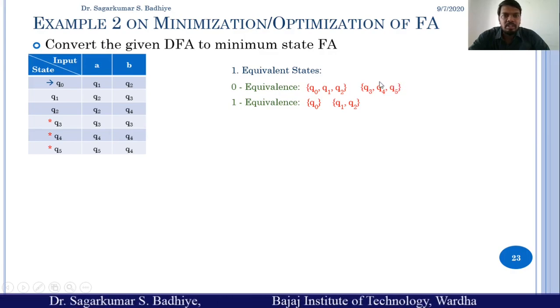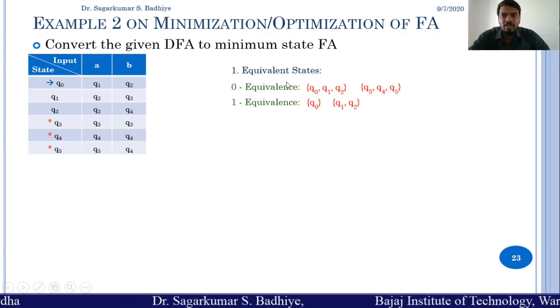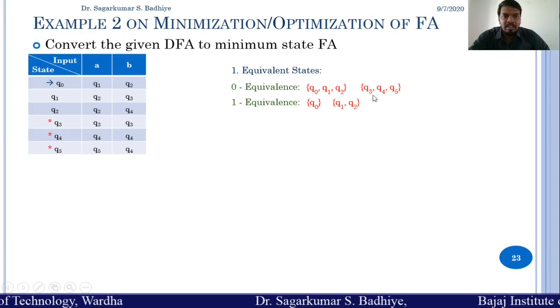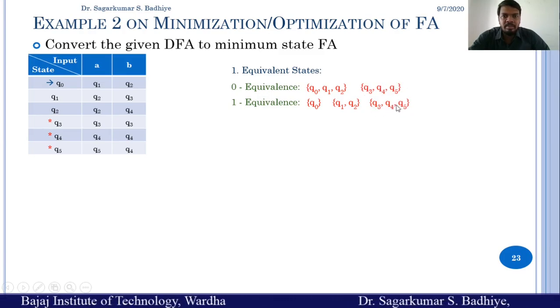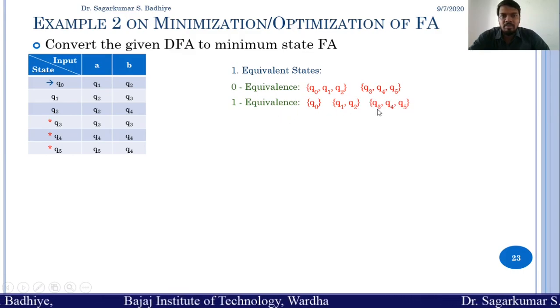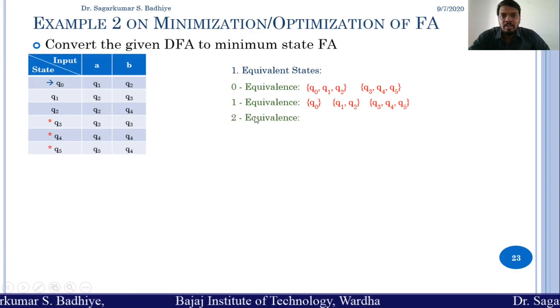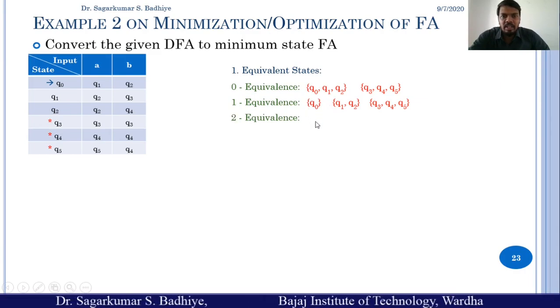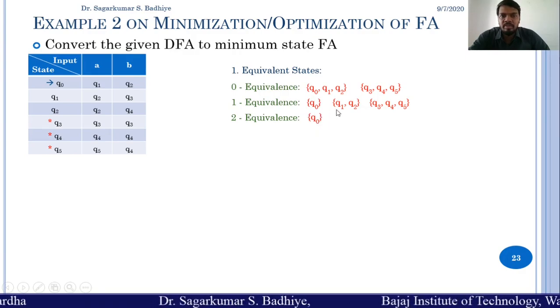So when we see the transitions, we cannot partition this set of states based on the inputs A and B. So this set of states is one equivalent. So we keep them as it is. Now we find two equivalence by considering the transitions from these sets of states. Q0 is a single state, so we cannot partition it further and we'll keep it as it is. So Q0 is two equivalent to Q0.